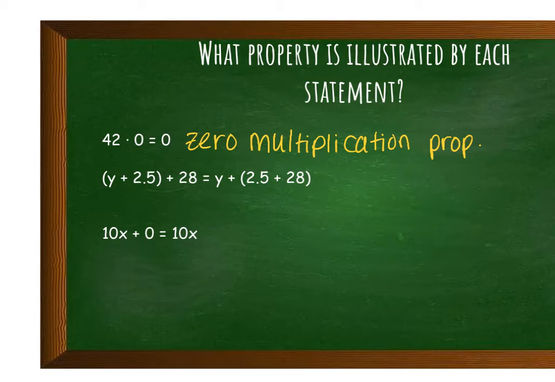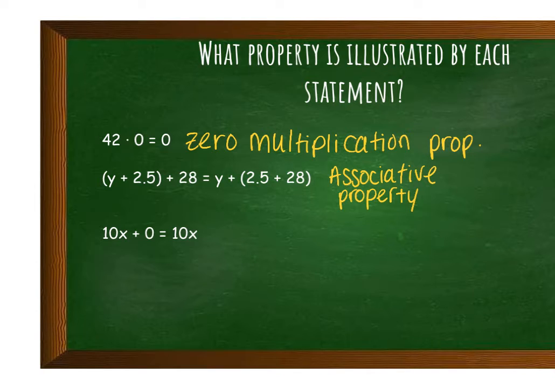And we've got y plus 2.5 plus 28 equals y plus 2.5 plus 28. Okay? This, where we regrouped, we associated different numbers with each other with parentheses. That's the associative property. Keep in mind, the only operation we had in here was addition. That is why we are able to regroup them. If there was any multiplication in there, we would not have been able to do that.